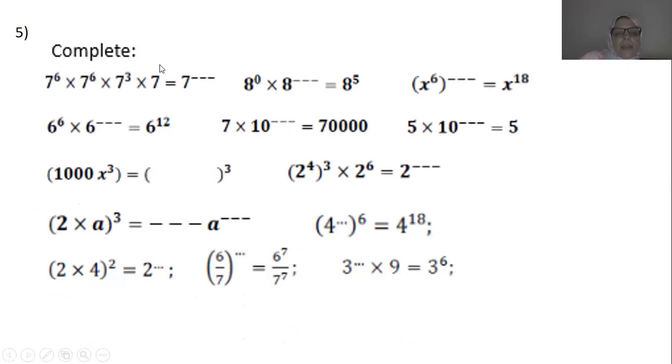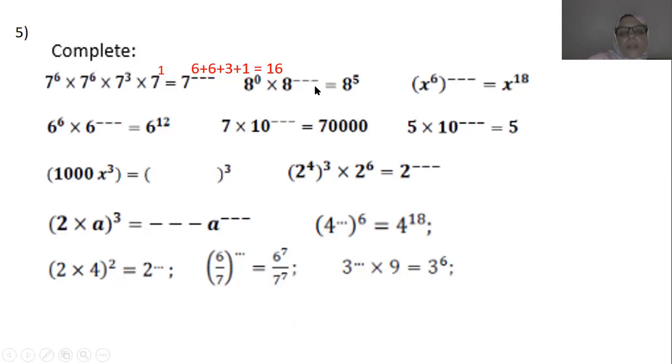I repeat, the number with no exponent should always be 1. So we write power 1 and we add 6 plus 6 plus 3 plus 1. So it will become 7 to the power 16. Now the second one is similar. 8 to the power 0 times 8 to the power what equals 8 to the power 5?